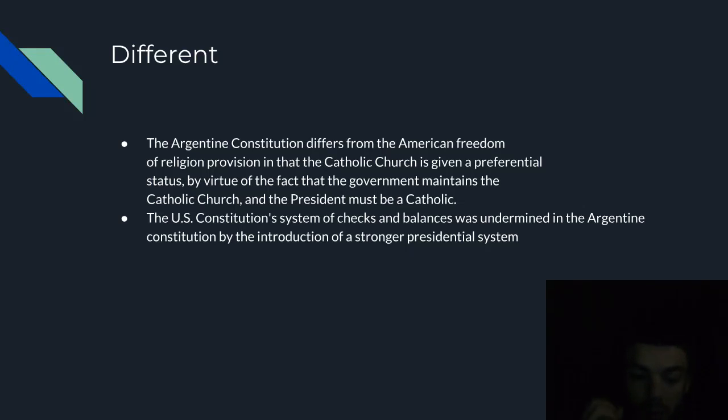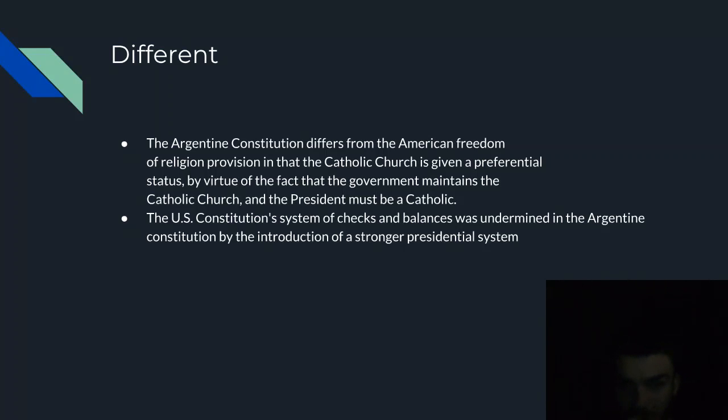So the government overrules the Catholic Church. So they basically rule the church. And the president of Argentina has to be Catholic. If he's not Catholic, he can't be a president of Argentina. But in the United States, we can worship whatever religion we want to. The church is not controlled by the government. We can go to any church we want to, and we can worship any religion as we please in the United States.